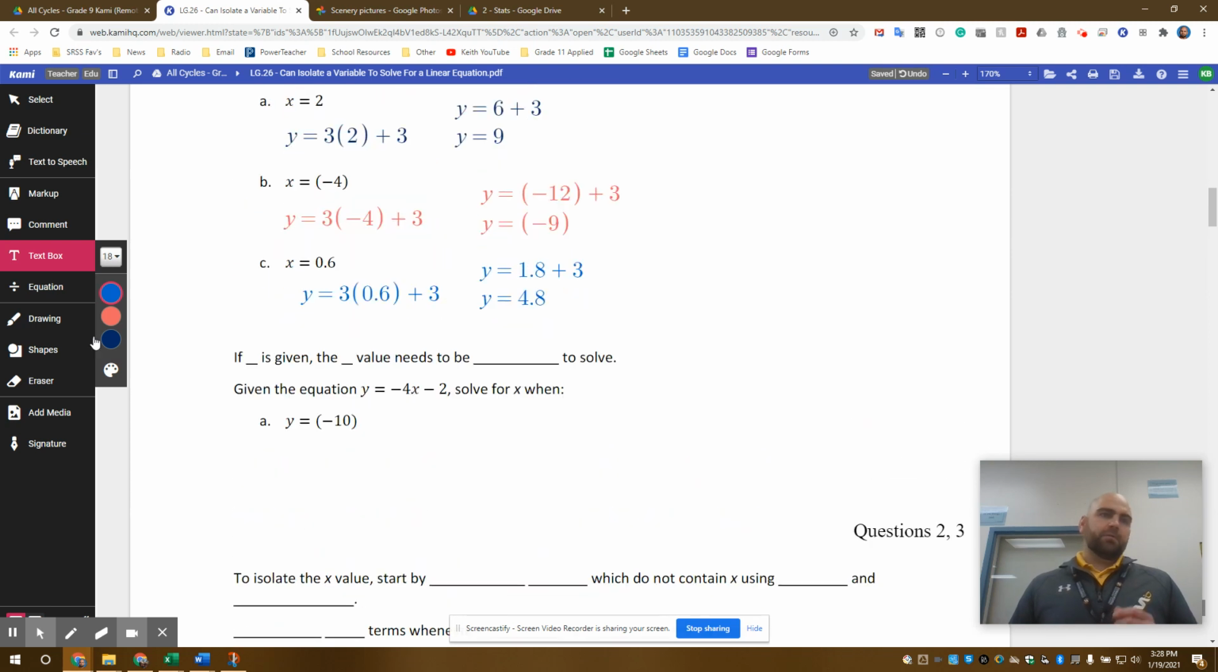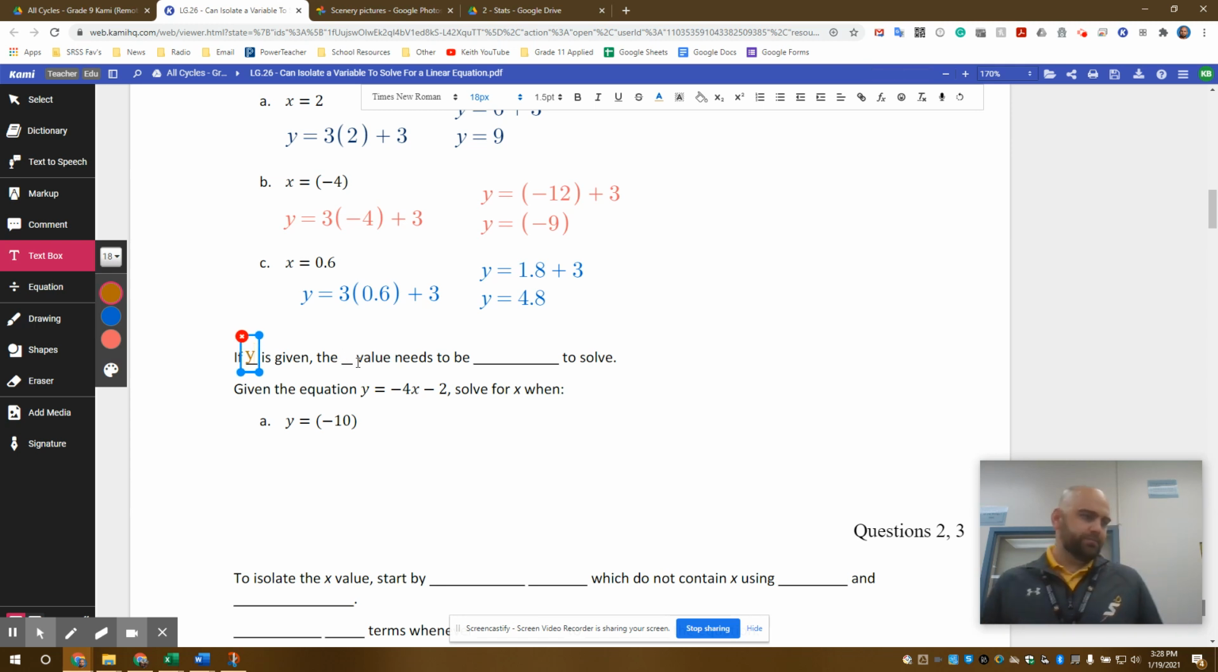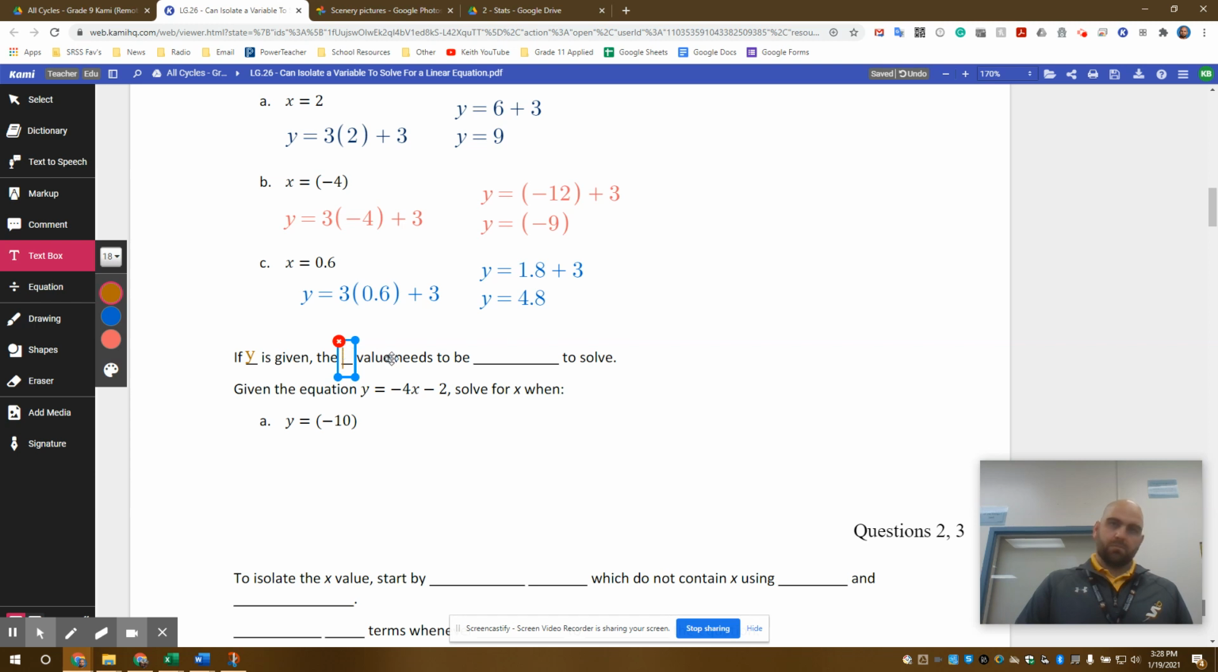Now, and let me just change my color here. If the y is given, the x value needs to be isolated to solve. So if we're given our value of y, we need to isolate x in order to solve for the equation.